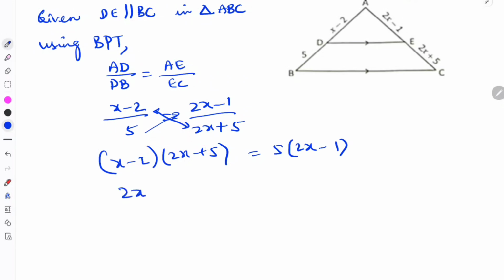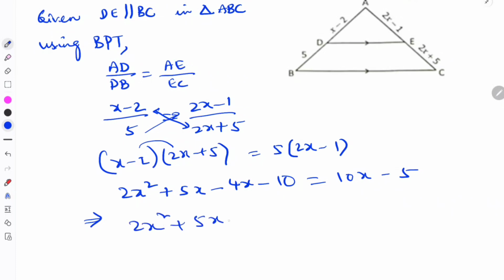So x multiplied by 2x is 2x square. x multiplied by 5, 5x. Then minus 2 multiplied by plus 2x, minus 4x. Then minus 2 multiplied by plus 5, minus 10. This is equal to 5 multiplied by 2x and 5 multiplied by minus 1, so that will be 10x minus 5. If we bring this 10x minus 5 to the left side, we will have 2x square plus 5x minus 4x minus 10 minus 10x plus 5 equal to 0.